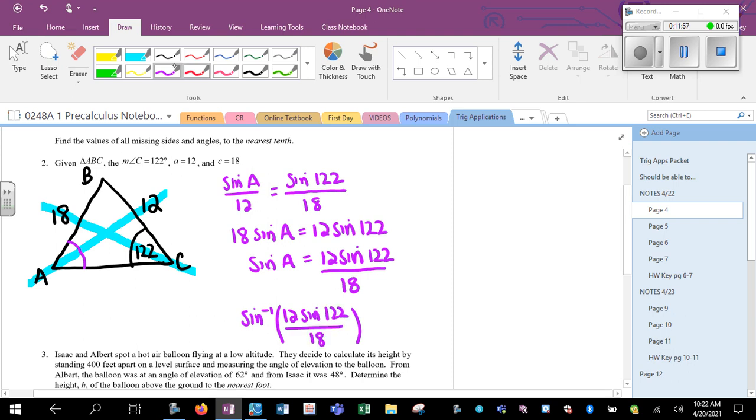Notice that this entire proportion comes in here. When we do that on our calculator, we're going to find the value for angle A. Still says round to the nearest tenth. So we are going to type that in.